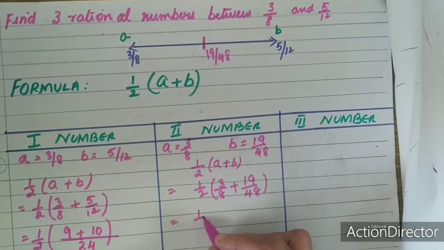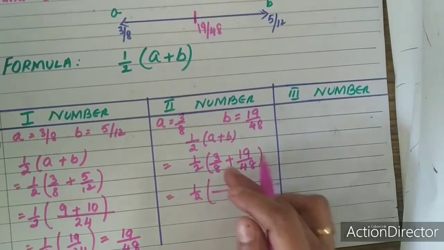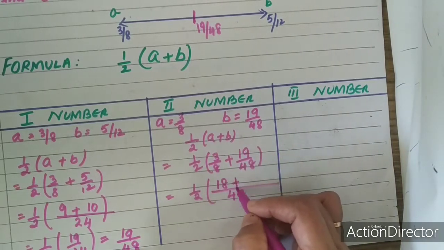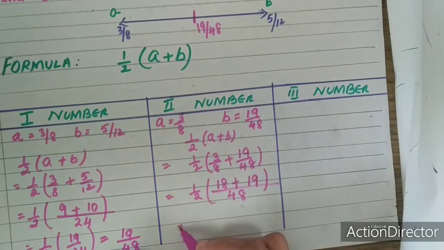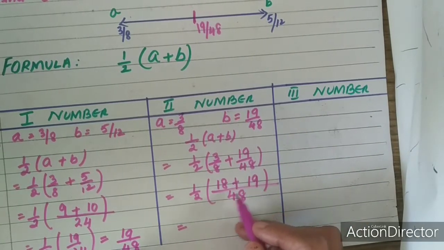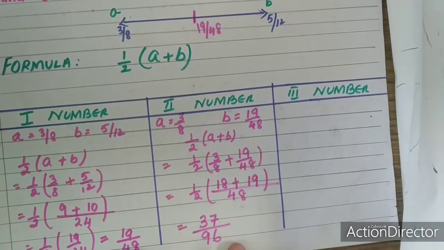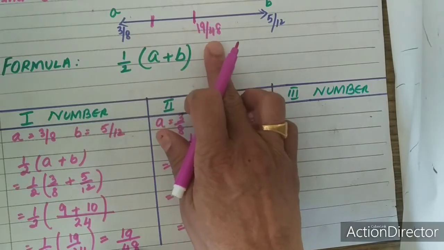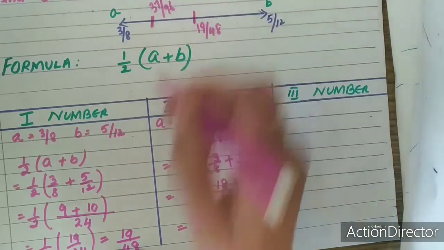So my LCM of 8 and 48 will be 48, and here 48 divided by 8 is 6. 6 3s are 18 plus here 48 divided by 48 is 1, 1 into 19 will be 19. So my answer will be 18 plus 19, which is 37. And in the denominator you have 48 into 2, which is 96. So my number is 37 upon 96. You can go and mark it in between 3 upon 8 and 19 upon 48 as 37 upon 96.